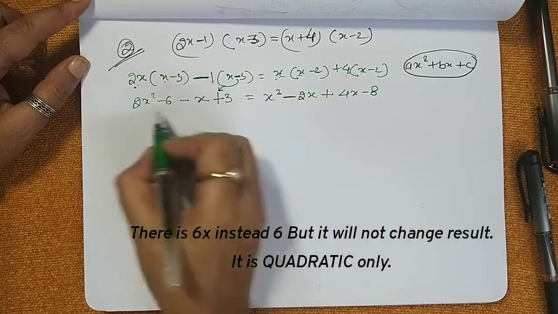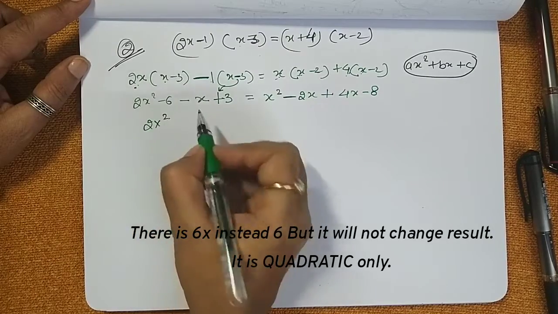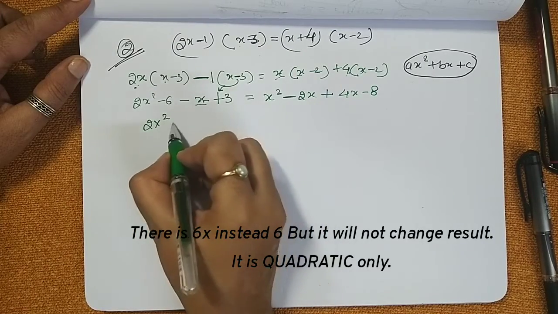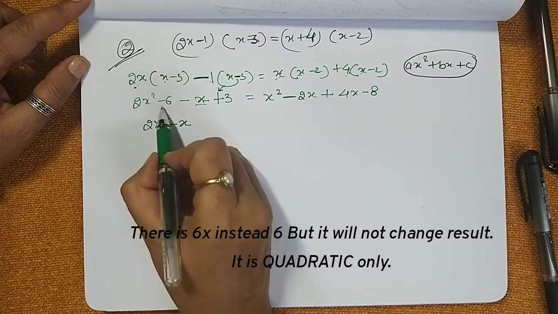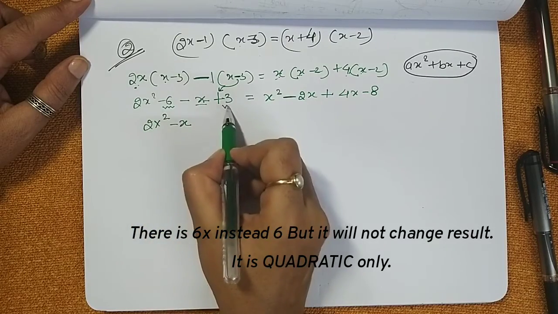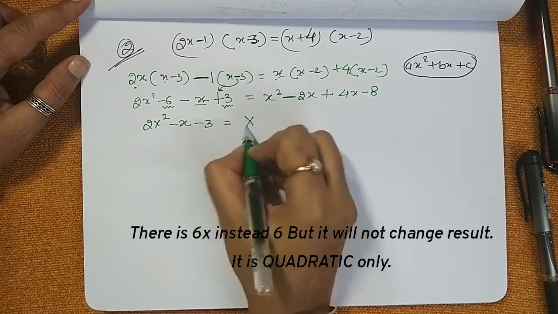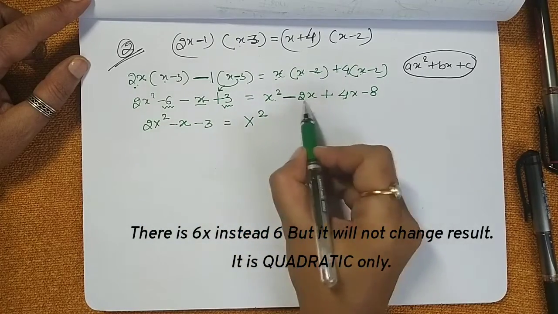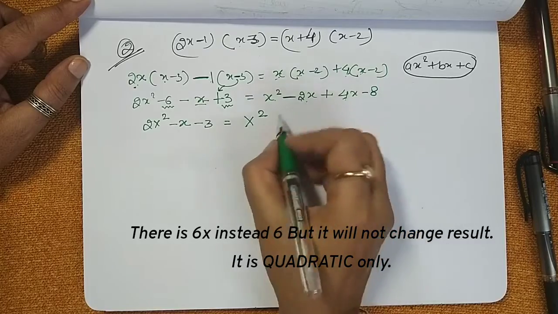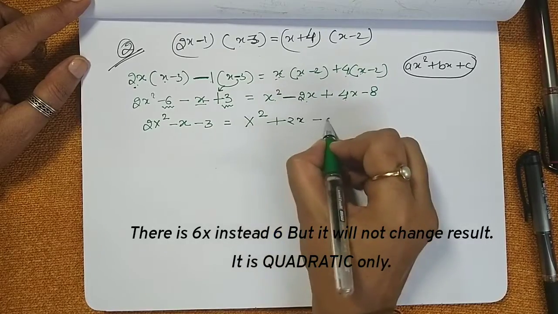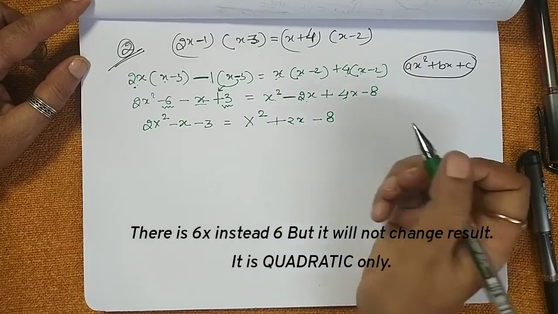Okay, let me simplify a little bit. 2x square, this I am writing first, and let me see, minus 6x and minus x is minus 7x, plus 3, is equal to x square. 4x minus 2x is what? Plus 2x minus 8. Perfect.